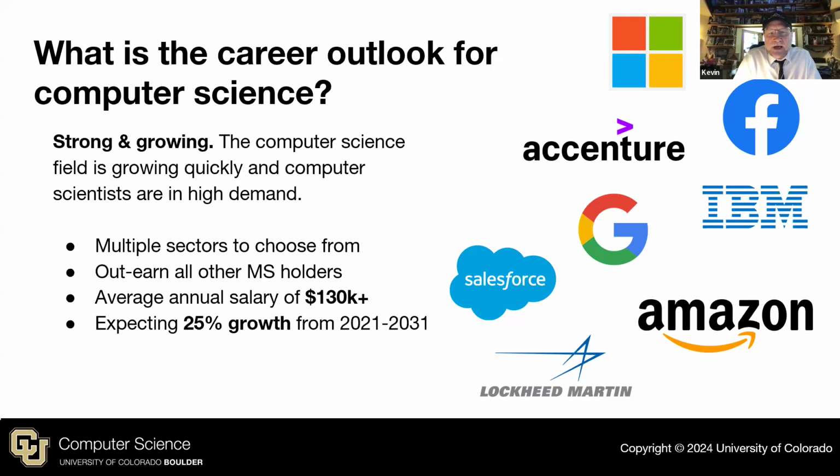Salary: computer science graduates out-earn all other MS degree holders in the United States. The average annual salary in the US is over $130,000 per year. So computer scientists are still in high demand. That amount of $130,000 per year is more than double the average salary in the United States. So computer science is a popular and well-paying domain. And the field is expecting much faster than average growth year after year of up to 25% for the next decade or so. Next slide, please.